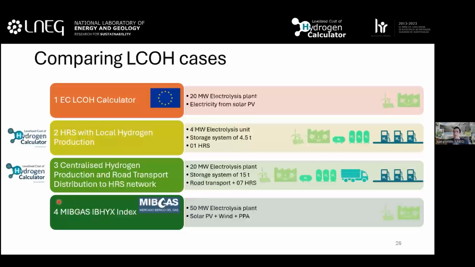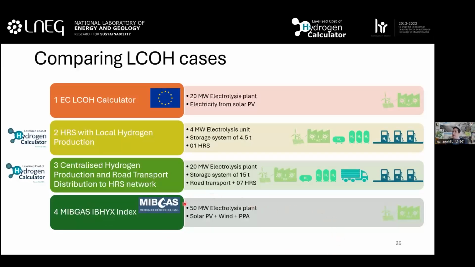transport. And the fourth example that I'm bringing today is to demonstrate that if we had the data, we could reproduce the recently created index of the Iberian market of gas association, which is IBHYX. This is a new index that was launched in December, and the idea is to compute the levelized cost of hydrogen, which means the minimum selling price of hydrogen.